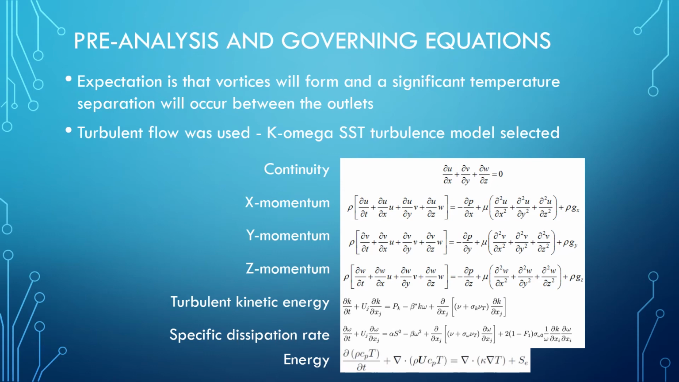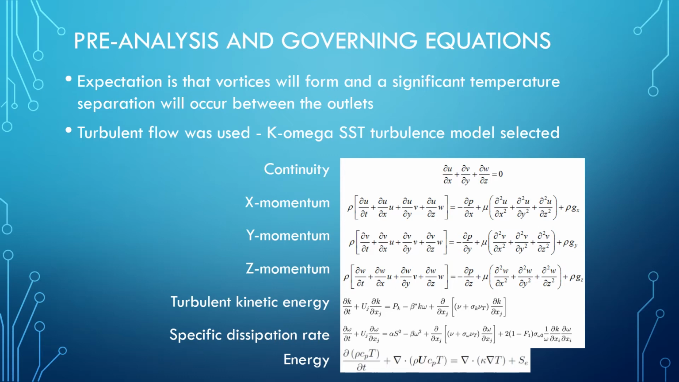And so for the pre-analysis and governing equations, obviously the expectation is that we're going to have a couple different vortices form, and that there will be a significant temperature separation that occurs between the outlets. I used turbulent flow, specifically the K omega SST turbulence model. It deals well with shear stress forces and utilizes the continuity, X, Y, and Z momentum equations, turbulent kinetic energy, specific dissipation rate, and energy equations.